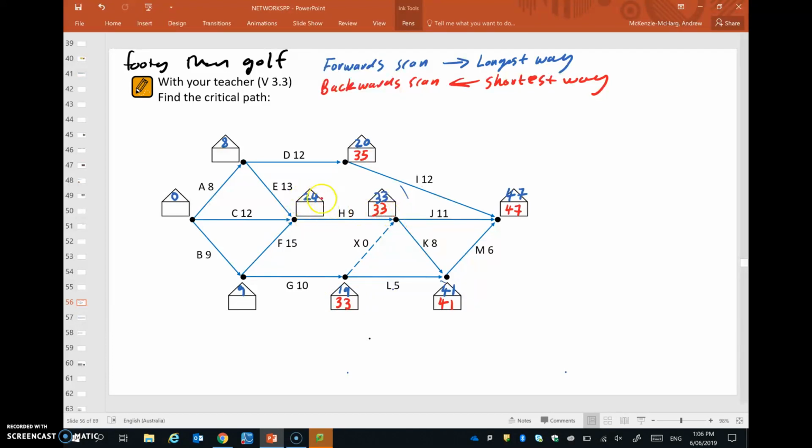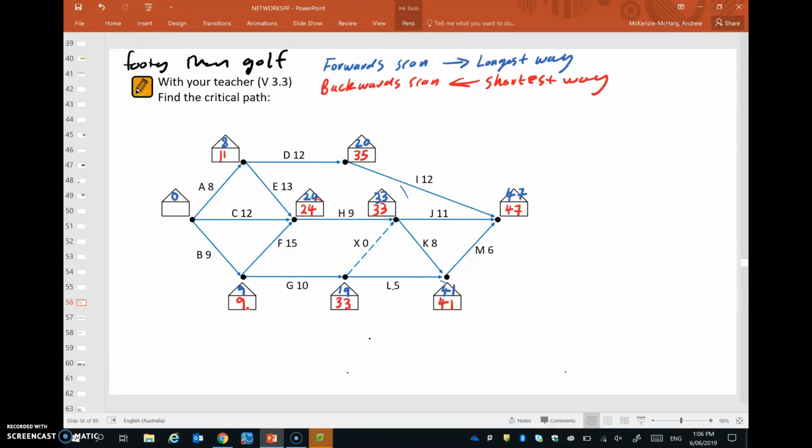Okay, to get back to this vertex, there's only one option from there. 33 take 9, which will give 24. Okay, to get back to this vertex up here, 35 take 12 would be 23, or 24 take 13 gives 11. So 11 is the shortest way back. This vertex here, 2 to go. 33 take 10 would give 23 down there. 24 take 15 would give 9 down there. So that's the lowest of those two.